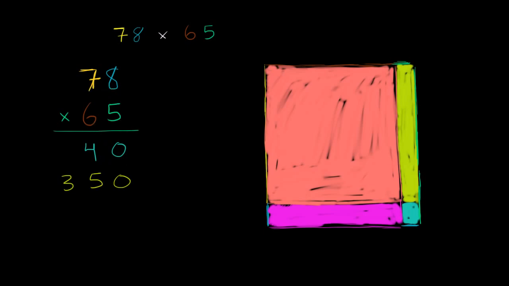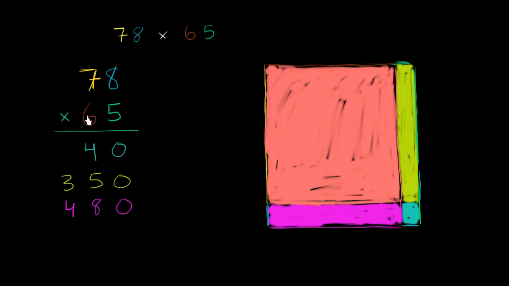Now let's go over to the 6. So let's multiply the 6 times the 8. Now we have to be careful again. This 6 is not just a regular 6, it's in the tens place. This is a 60. 60 times 8, well 6 times 8 is 48, so 60 times 8 is going to be 480.